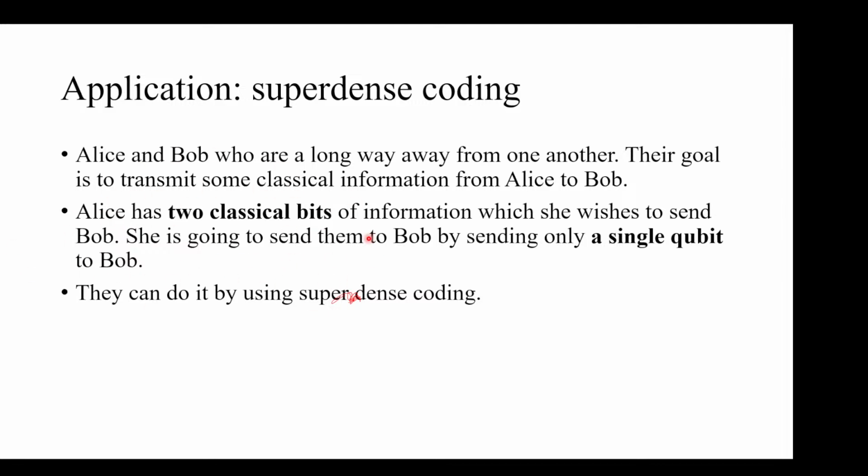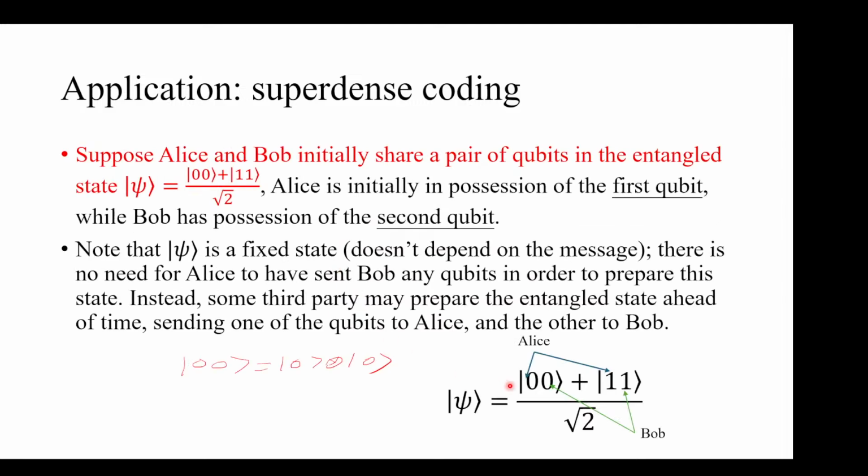So Alice has 2 classical bits she wants to send to Bob, but this state doesn't depend on what Alice wants to say. Doesn't matter what she wants to say, this state is just 00 plus 11. It's a fixed state. One way to see why being a fixed state is good is that it doesn't even need to be created by either Alice or Bob. There is maybe some third party, maybe Charlie. Charlie can create this state on his side, prepare 2 qubits, and send the first qubit to Alice and the second qubit to Bob, and then Alice and Bob will share this state.